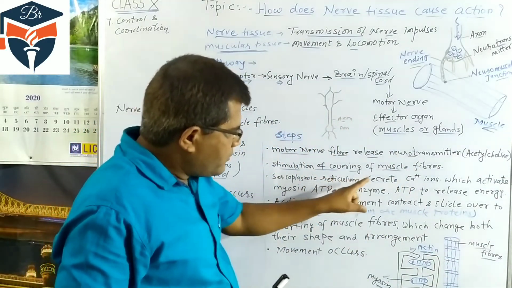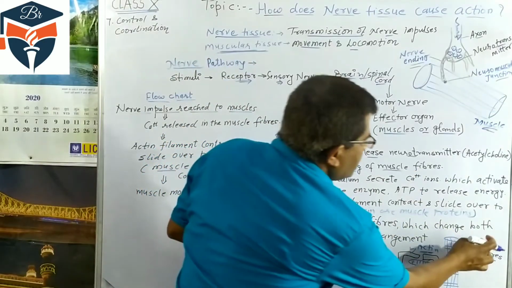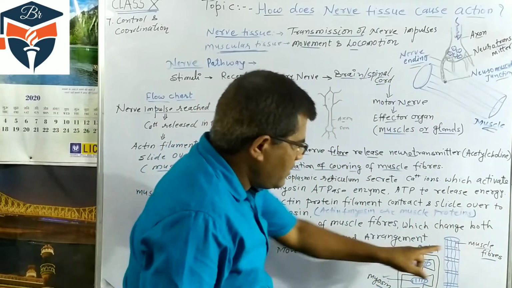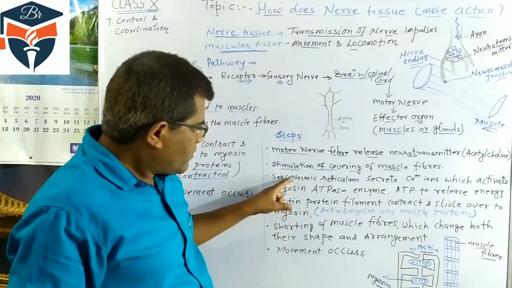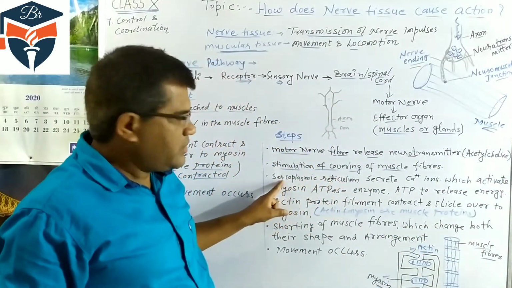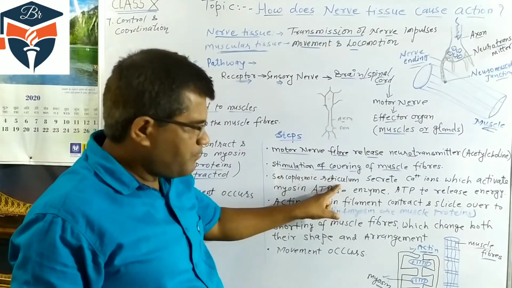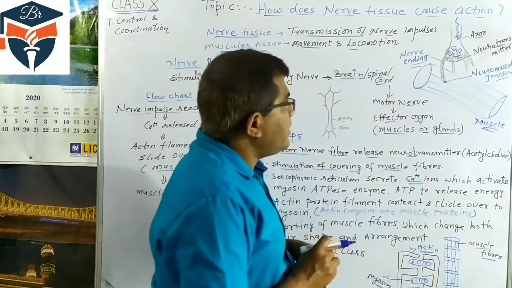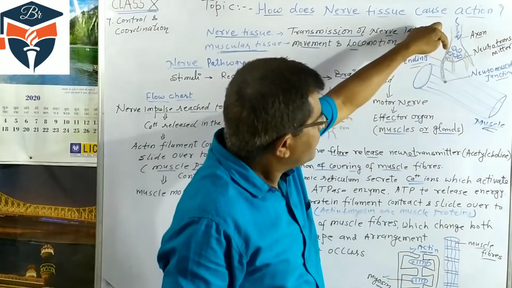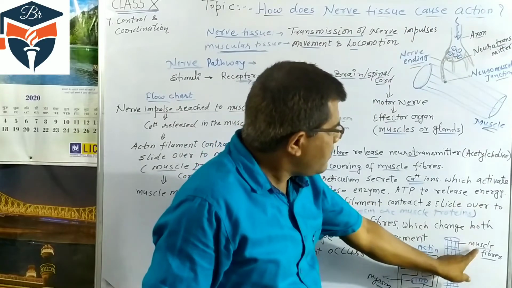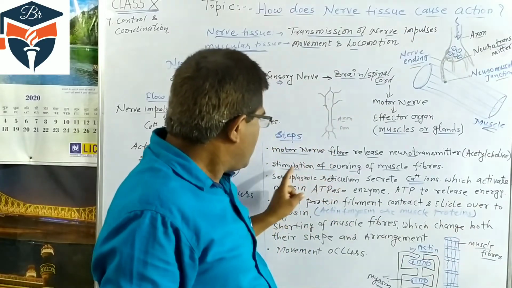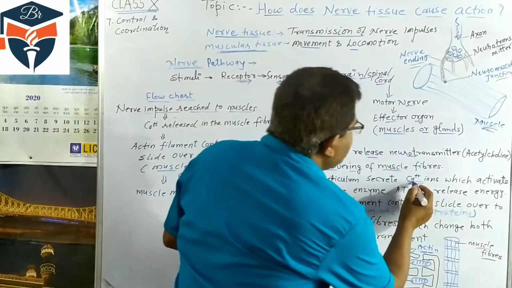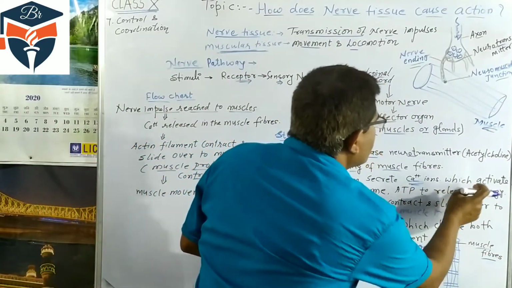Next, the sarcoplasmic reticulum secretes calcium. When the neurotransmitter comes in the muscle fiber, what happens? Endoplasmic reticulum is present in the muscle fiber, which is called the sarcoplasmic reticulum. This secretes the calcium ion. So when the nerve impulse comes and the neurotransmitter stimulates the covering of the muscle fiber, calcium ions are released in the muscle fiber.